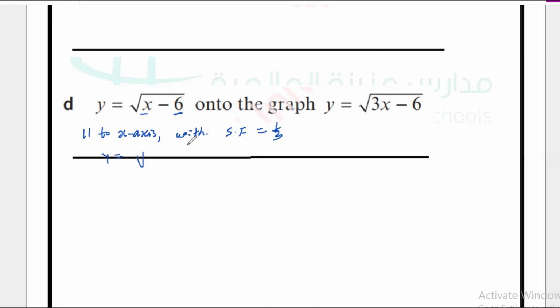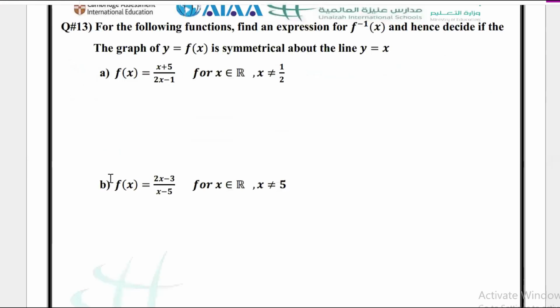You can check also square root of 3x minus 6. So exactly same thing. So this is our description: parallel to x-axis with stretch factor 1 by 3. Next, question number 13: the following function, find an expression for f inverse x and hence decide if the graph of y is equal to f of x is symmetrical about the line y is equal to x.